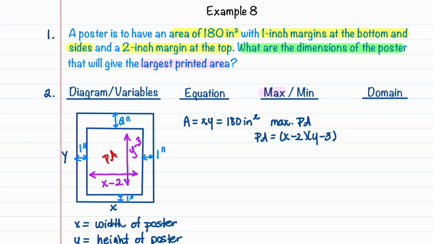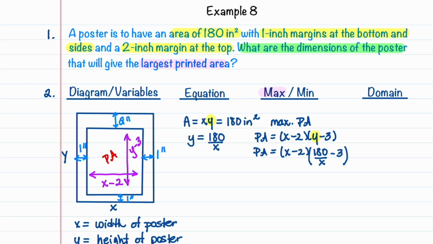Now, we are going to take the derivative of the printed area so that we can maximize it. And we only want to do this if it's in terms of one variable. So let's go back to our equation and solve for y and plug it in right here. y is equal to 180 divided by x. Let's now put that in. PA is equal to x minus 2 times 180 divided by x minus 3. We have to take the derivative of this, and I think it's going to be complicated to find if we leave our printed area in that form.